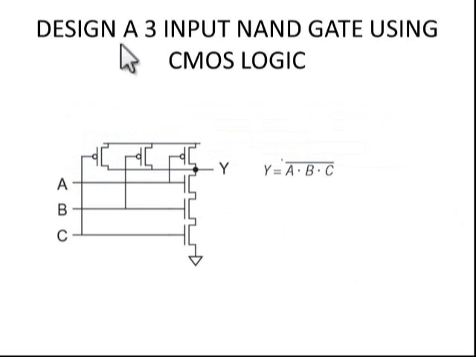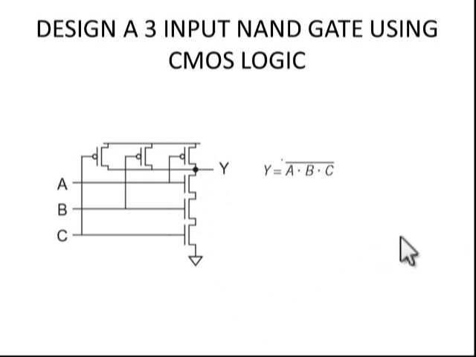Now here you can see this. Design a 3-input NAND gate. What is this expression? A dot B dot C whole bar. So if you have the dot operation, what is the shortcut technique? PMOSs must be connected in parallel. If PMOSs are connected in parallel, then NMOSs should be in series. So that's why we have drawn like this.